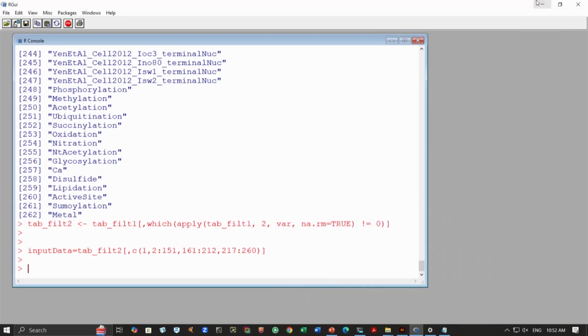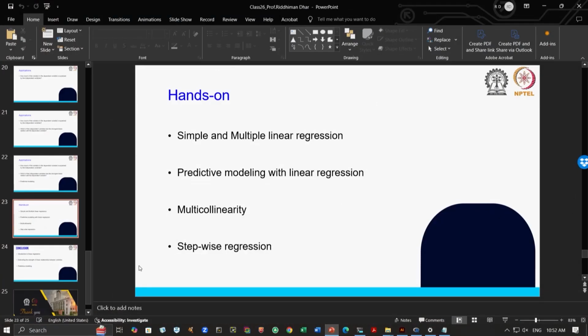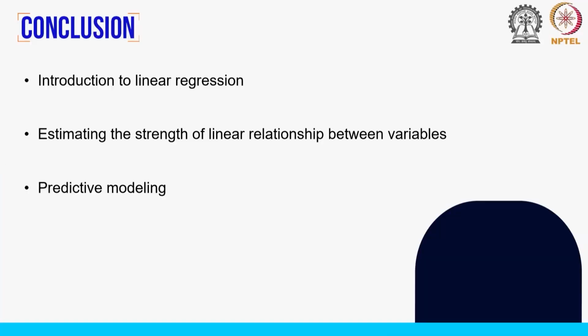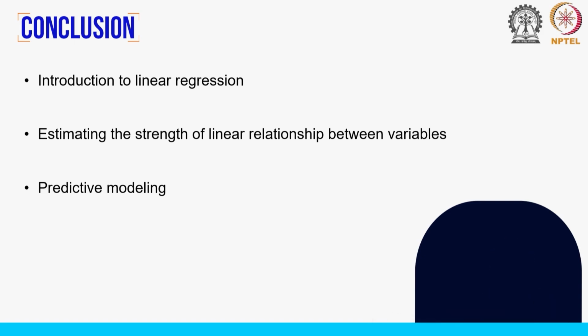So, with that we have covered the hands-on part. Let us now go back to the presentation and summarize what we have learned in this class. We have talked about linear regression, how these models are built, and ordinary least squares. We use these models to estimate the strength of linear relationship between the dependent variable and independent variables, and we can also apply this to predictive modeling, which we will see in the next class. Thank you.